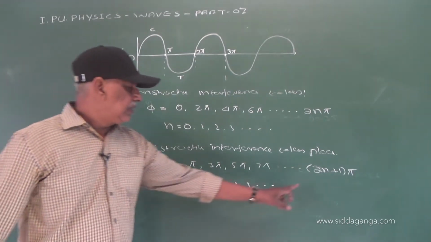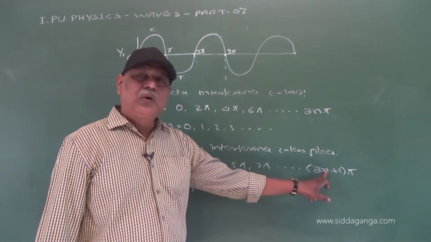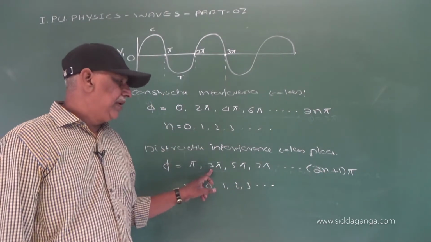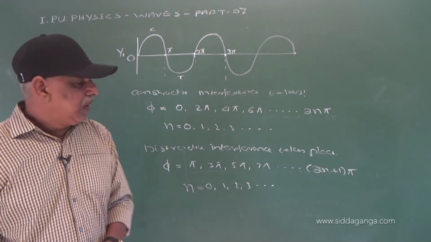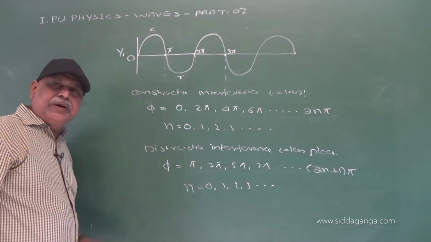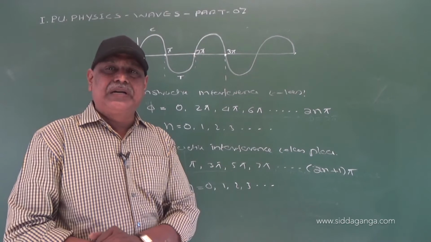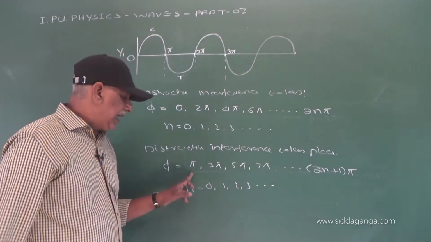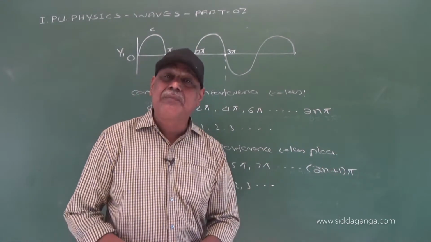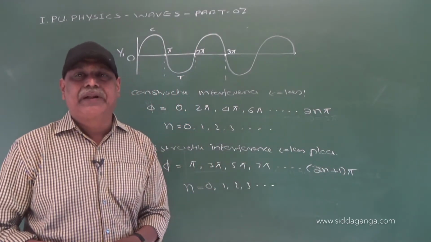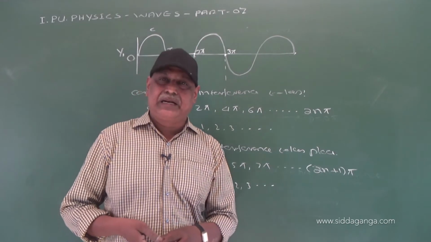When we put n is equal to 0 here, we get pi. When we put n is equal to 1, we get 3 pi. When we put n is equal to 2, we get 5 pi and so on. So, when the phase difference between two waves arriving at a point where the superposition takes place is pi, 3 pi, 5 pi, 7 pi, in general 2n plus 1 pi, destructive interference takes place and the intensity decreases at that point.